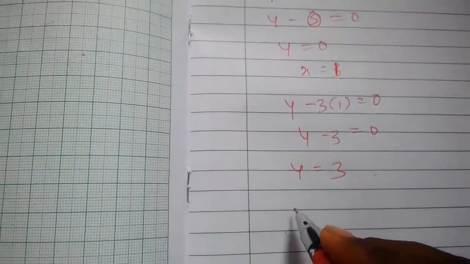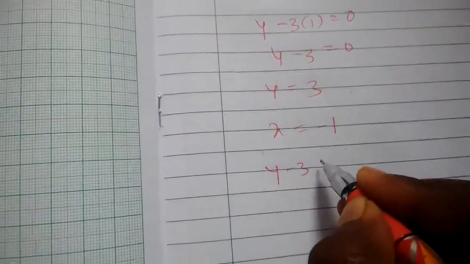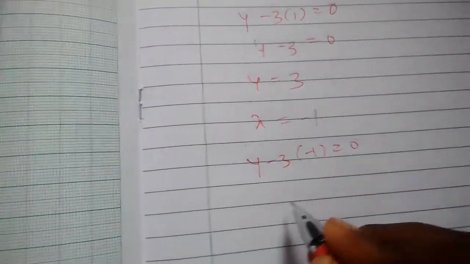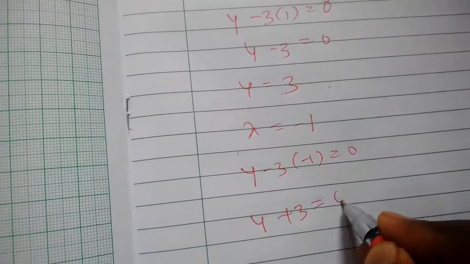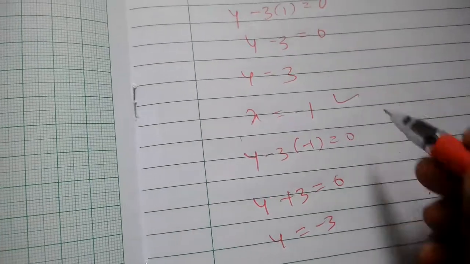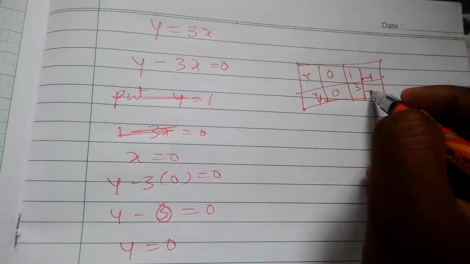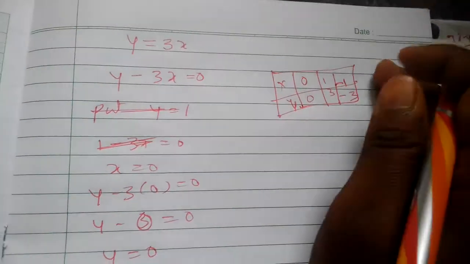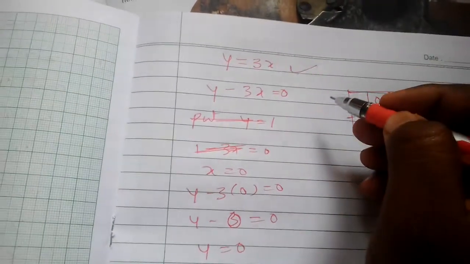Next one. When x equal to minus 1, y equal to 3 into minus 1, so y equal to minus 3. When x equal to minus 1, y equal to minus 3. Clear? From these coordinates we can draw the graph of the given equation y equal to 3x.